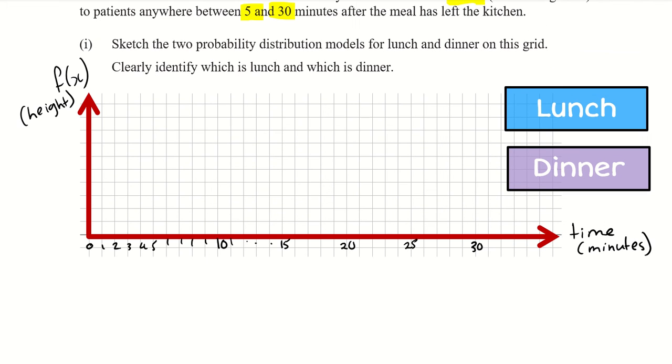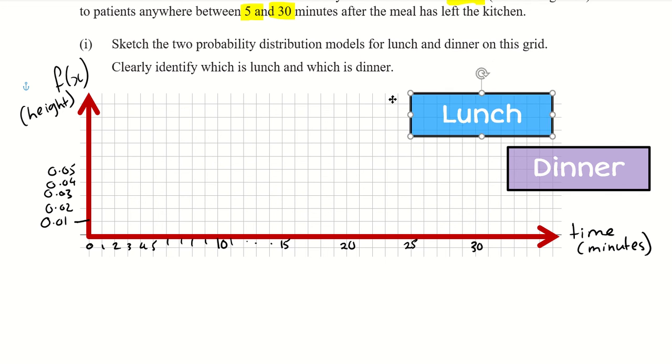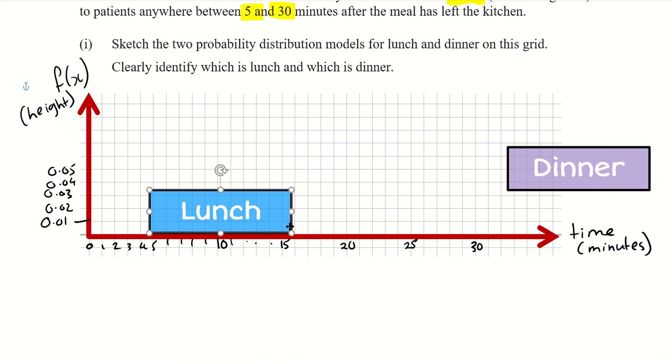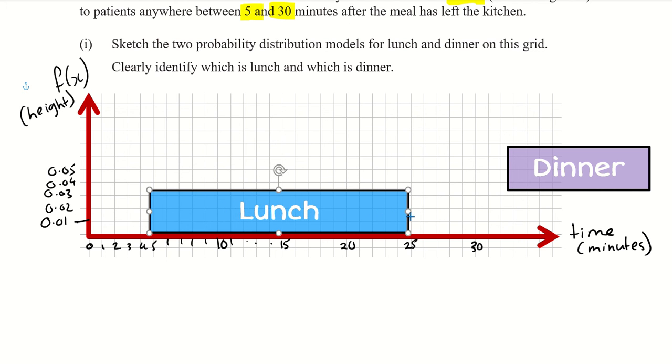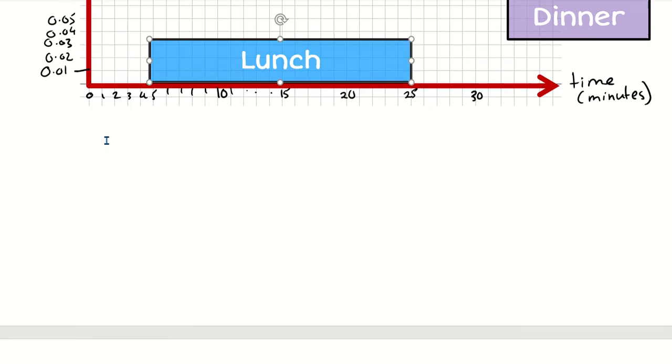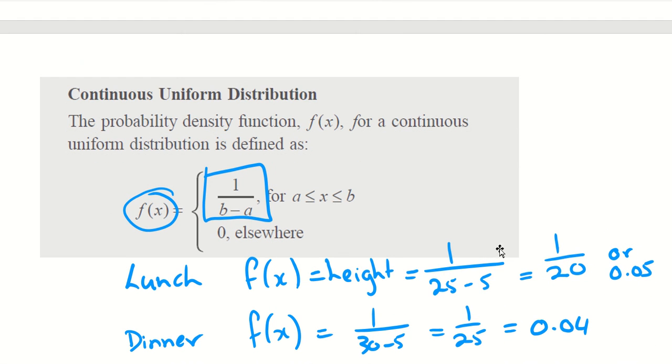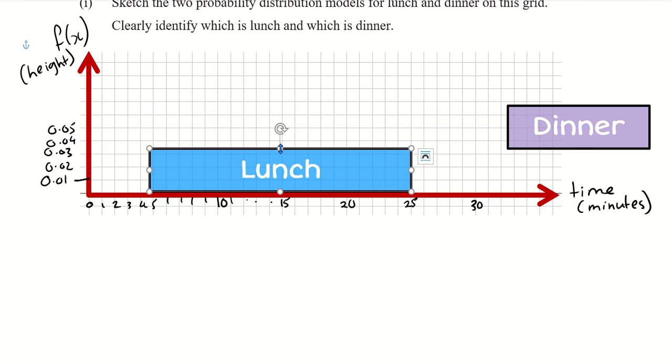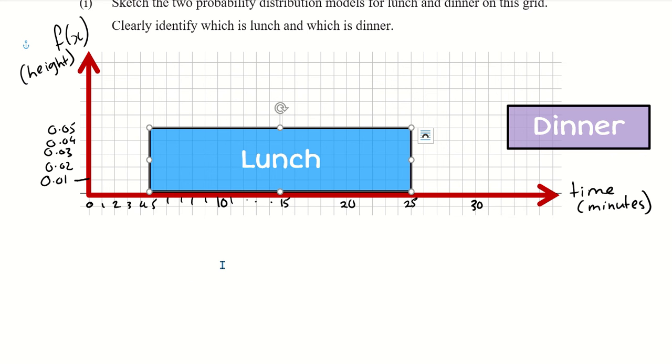So on my axis here, I'm going to go up 0.01, 0.02, 0.03, 0.04 and 0.05. So that gives me my scales. So now I can do my distributions. Lunch goes from 5 and goes all the way across to 25, and lunch has a height of 0.05. So I'm going to do this up to there. So there's my rectangular or uniform distribution for lunch.